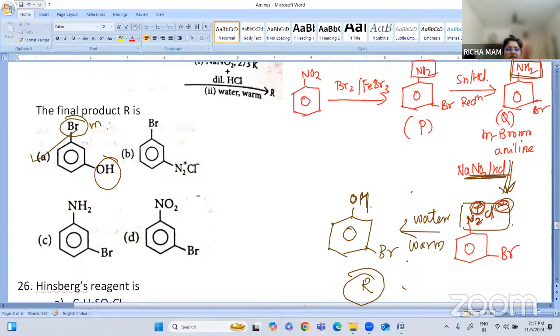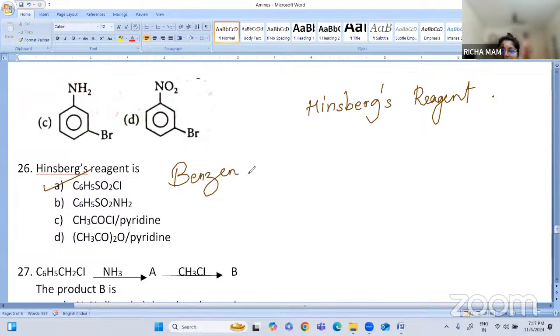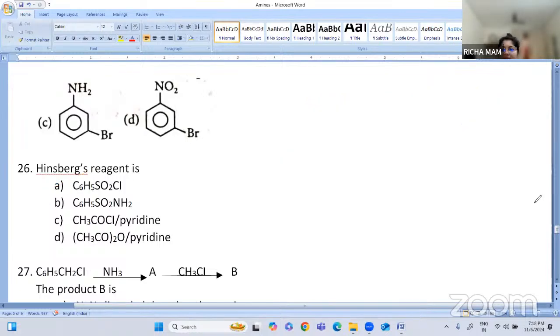What is Hinsberg's reagent? Very important. You have to remember what Hinsberg reagent is. It is benzene sulfonyl chloride. Remember, benzene sulfonyl chloride is Hinsberg reagent. So option A. Fine. Next question.